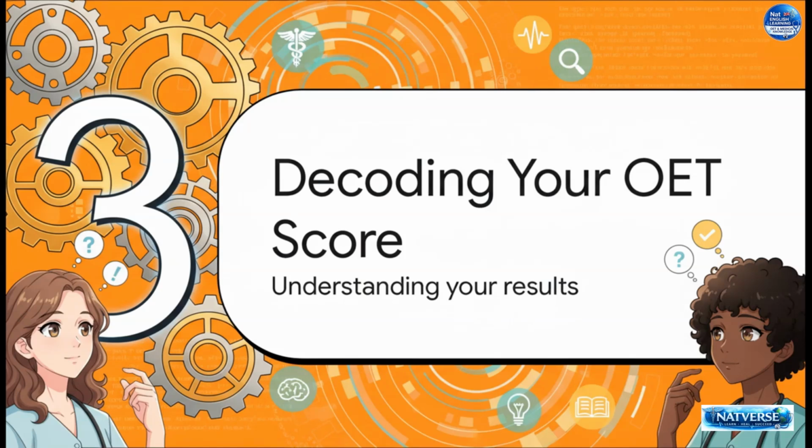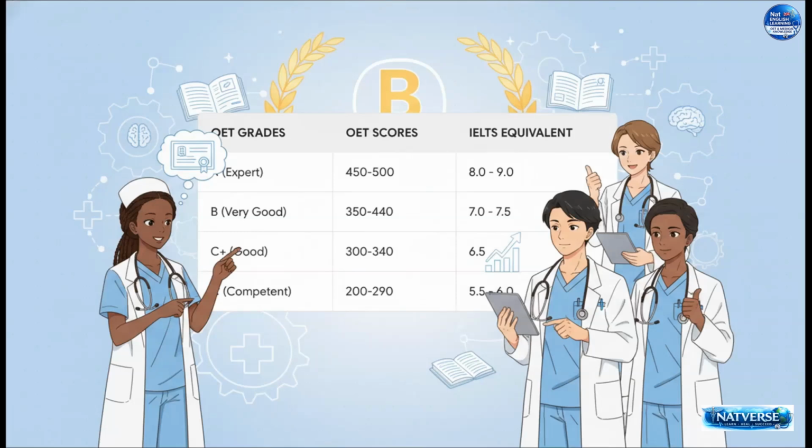Let's take a minute to decode the OET scoring system so you know exactly what your results mean. Your results are given as a score on a scale from 0 to 500, and that number corresponds to a letter grade from E all the way up to A. Now, a lot of healthcare boards and organizations require grade B, which is a score between 350 and 440. As you can see here, that's roughly equivalent to an IELTS score of 7.0 to 7.5. This chart is super helpful for putting your score into perspective.